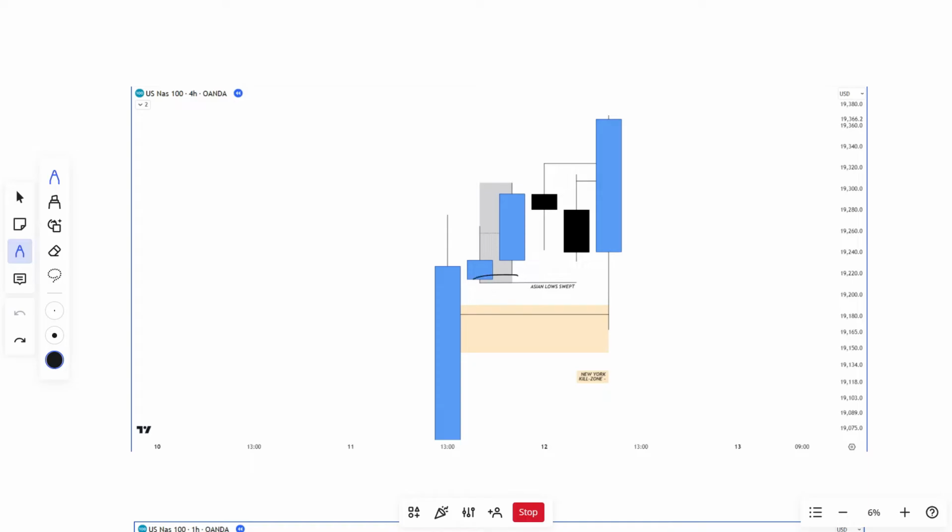Price went lower to clear these old lows right here. So now after price taps inside of this lower time frame zone, we can now expect price to come in higher to go and clear these old highs. Now let's go to the 1-hour.